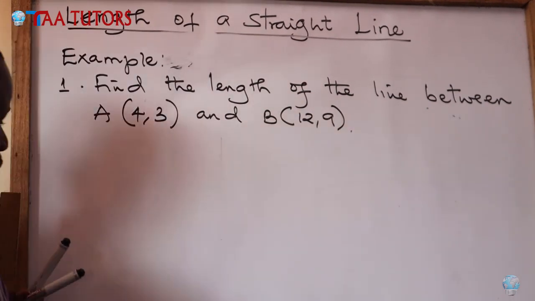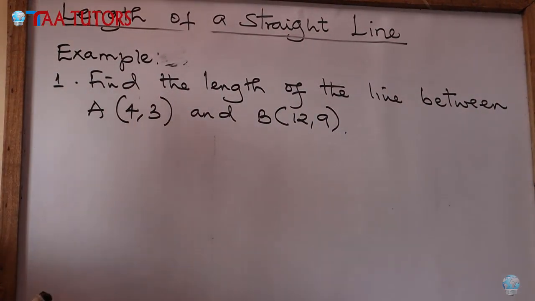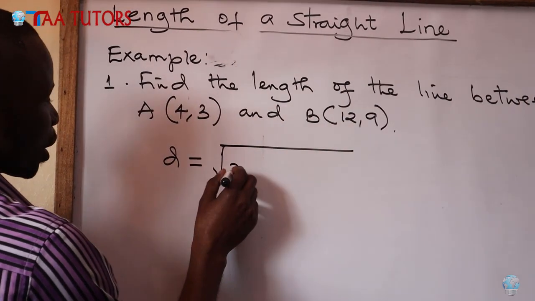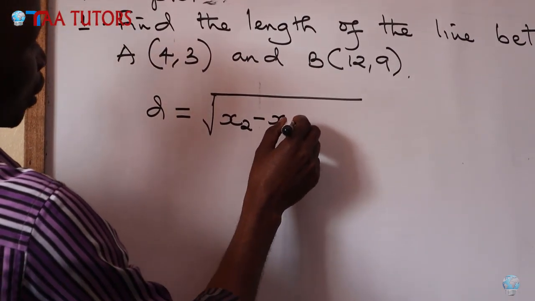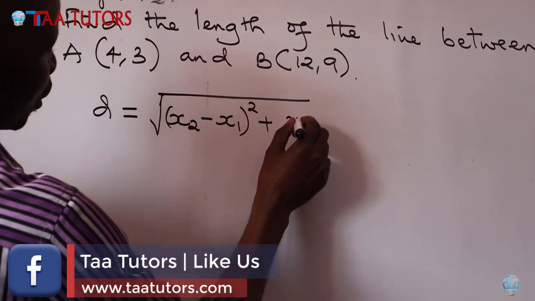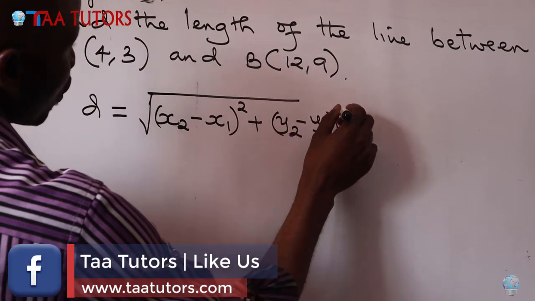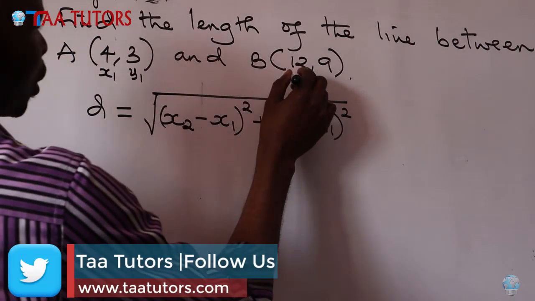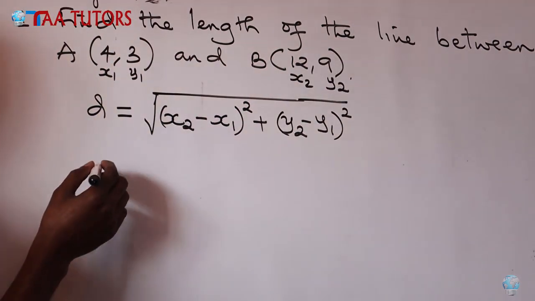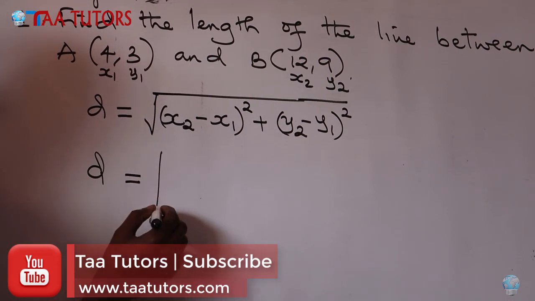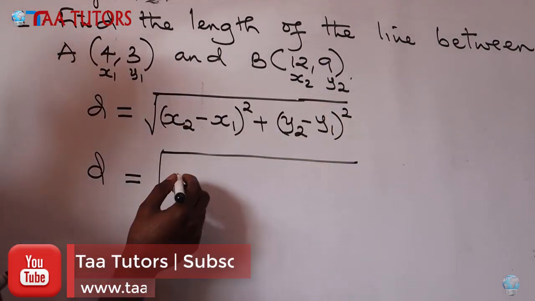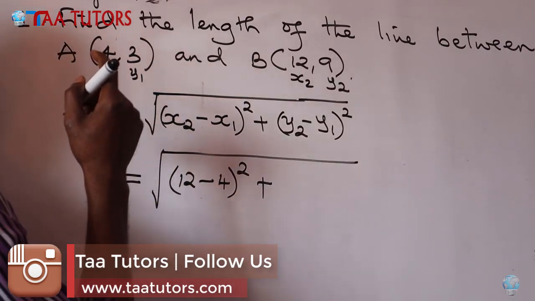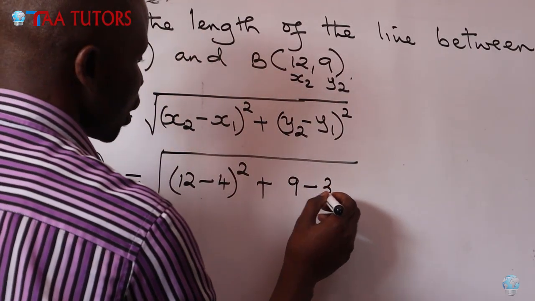If you are asked to get the distance between the two points A and B, where A has coordinate 4, 3 and B has coordinate 12, 9, the first thing we do is remember the formula where the distance D is given by the square root of x2 minus x1 squared plus y2 minus y1 squared. Here this is our x1, this is our y1, this is x2, this is y2. So D equals the square root of 12 minus 4 squared, plus 9 minus 3 squared.